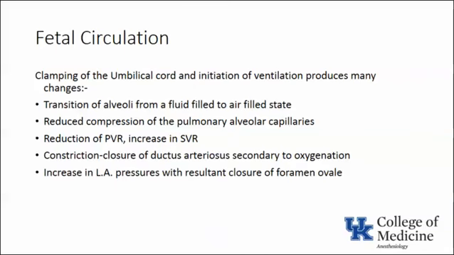What happens when the child's born? The umbilical cord is clamped. Clamping of the umbilical cord results in increased systemic vascular resistance. Along with that is the initiation of breath. So once a child initiates the breath, these fluid-filled alveoli are converted into an air-filled state, and that causes reduction in pulmonary vascular resistance. And then, as time goes on, there's constriction and closure of the ductus arteriosus, secondary to oxygenation, and the increase in left atrial pressures causes closure of the foramen ovale.